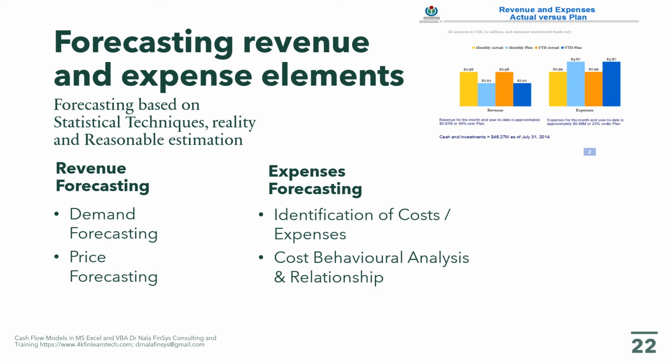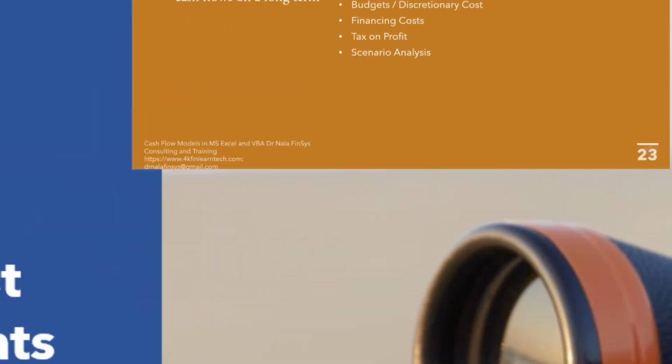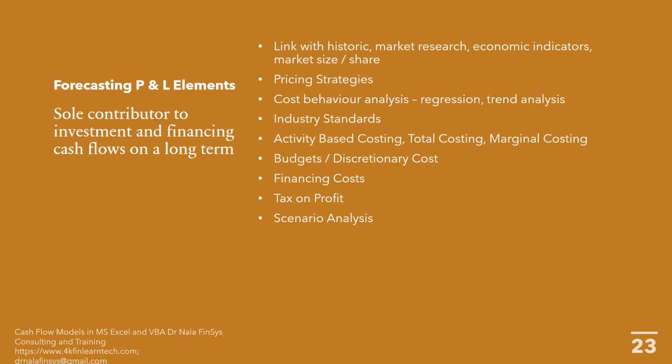In revenue forecasting, we need to appropriately capture the forecasting aspects of demand as well as price forecasting. In relation to expenses forecasting, we need to identify all the significant costs and expenses and the relationship existing between the expense elements and other causal factors such as the production, revenue, or discretionary costs as well.